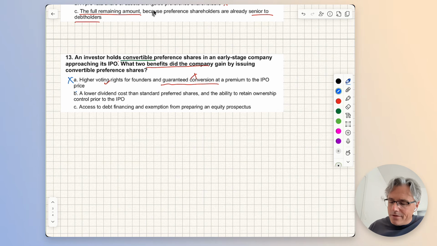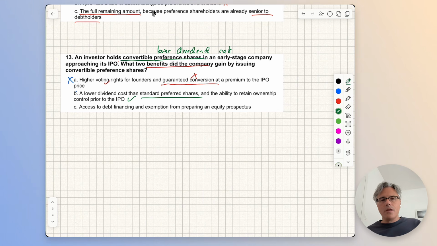A lower dividend cost than standard preferred shares and the ability to retain ownership control prior to the IPO. This is actually the true answer, and it's a bit tricky, so let's discuss this. Why do the convertible preference shares associate with a lower dividend cost than standard preferred shares?